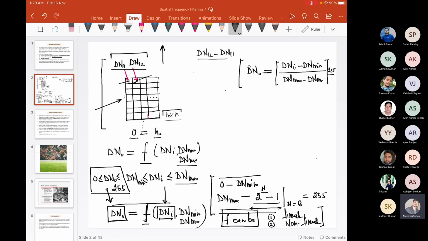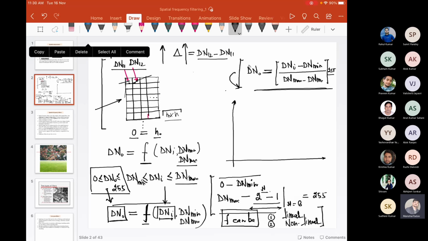So by this transformation of a DN input to DN output, we'll see how we can enhance this delta. That is our requirement to increase the visual quality of the image for contrast enhancement. Graphically, we can see how it happens. Through the graphical analysis, the same equation can be plotted over here. On the independent axis we have the DN input, and on the dependent axis we have the DN output.